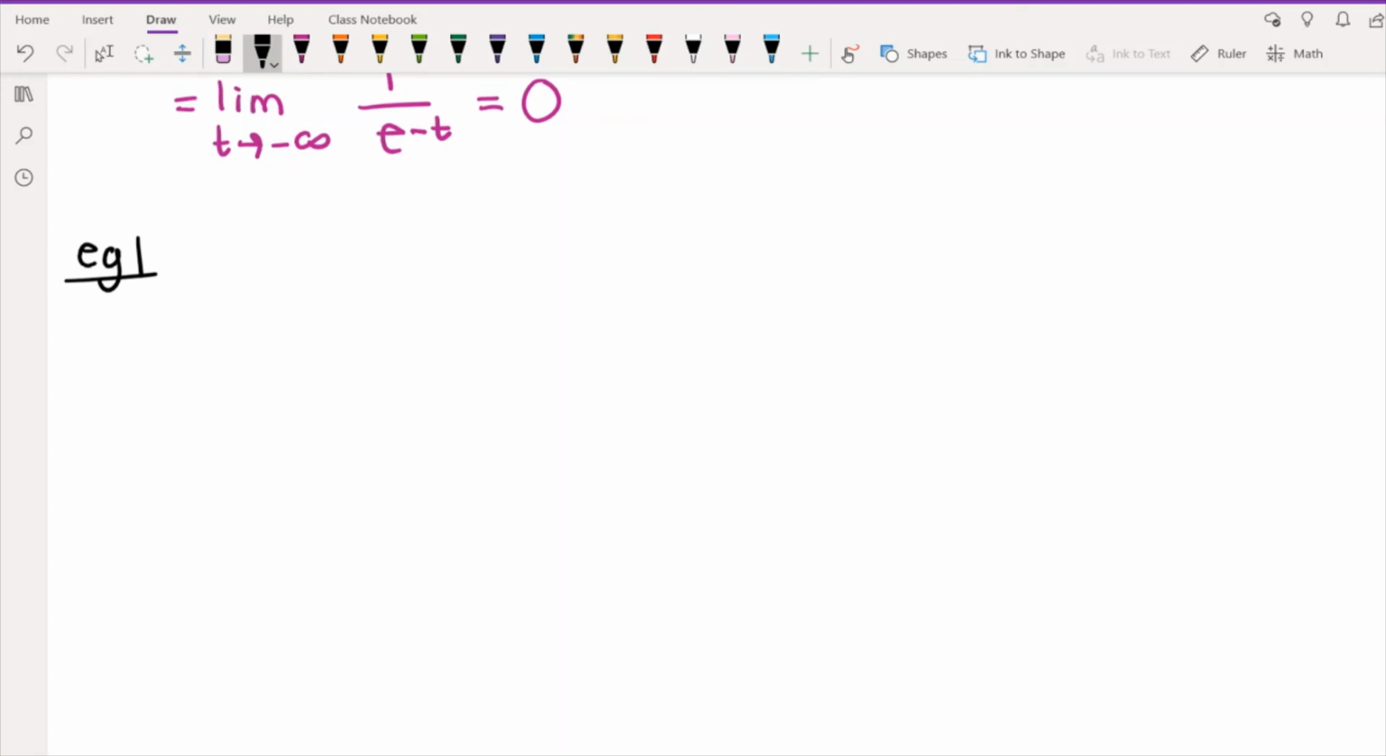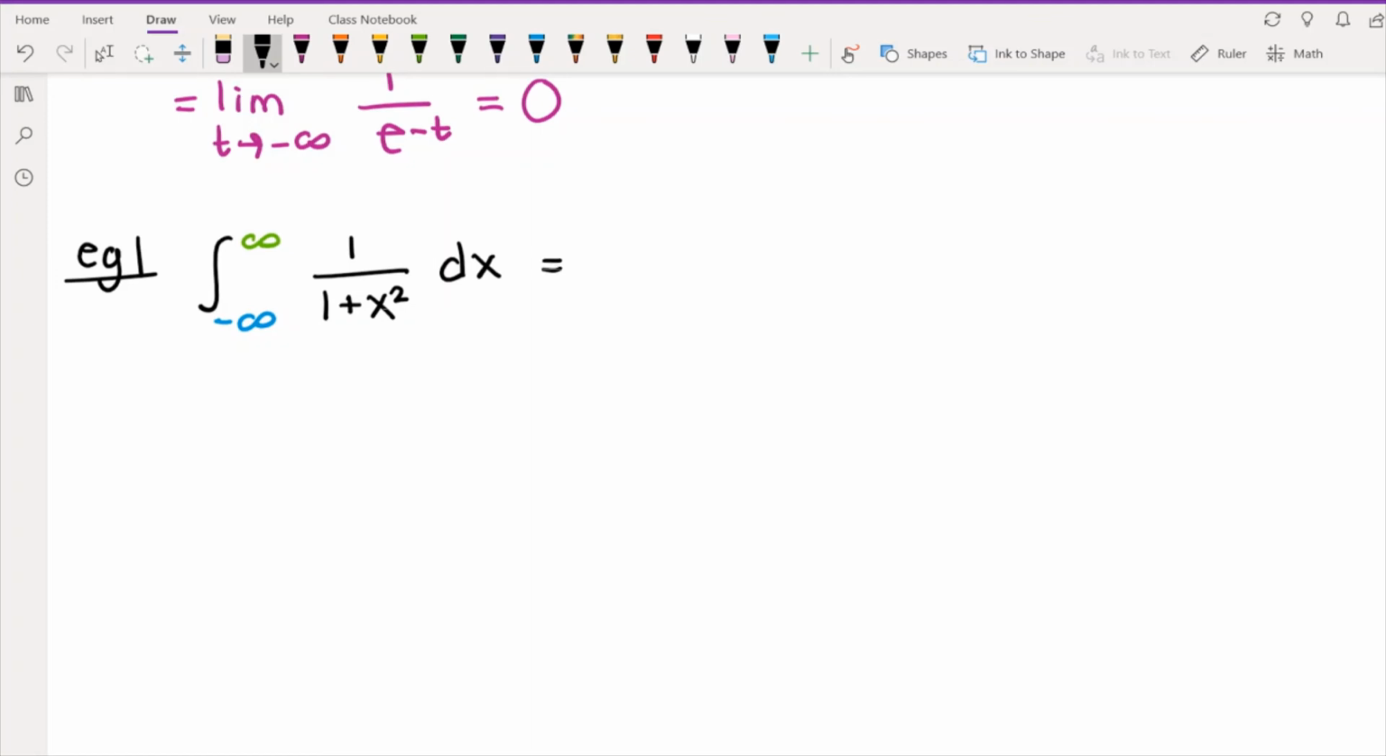So now what if we're taking the integral instead of from a number to infinity or infinity to a number, what if our upper and lower bounds are both infinite? So the integral from negative infinity to infinity of 1 over 1 plus x squared. So how can we do this? We basically just want to split it apart into two integrals.